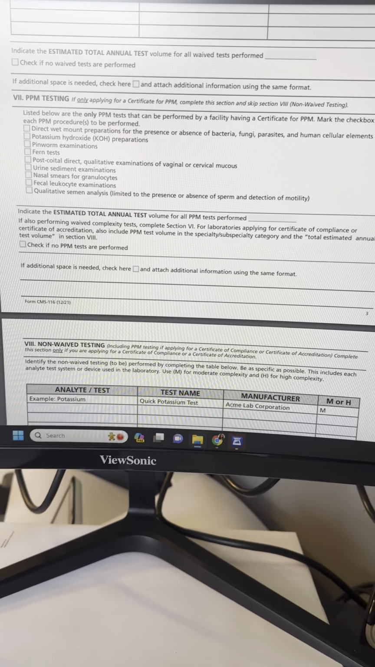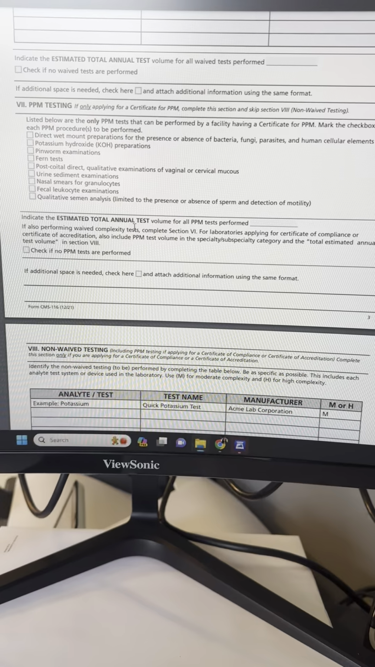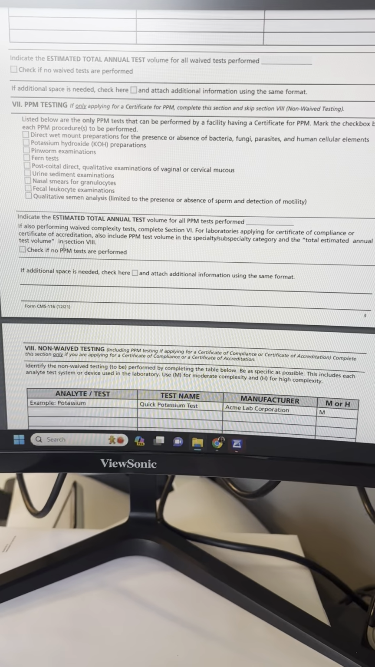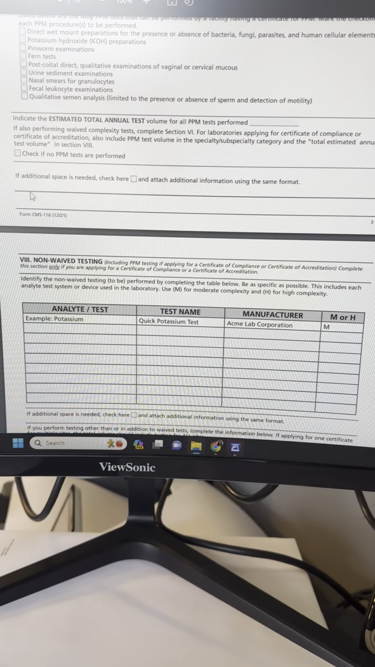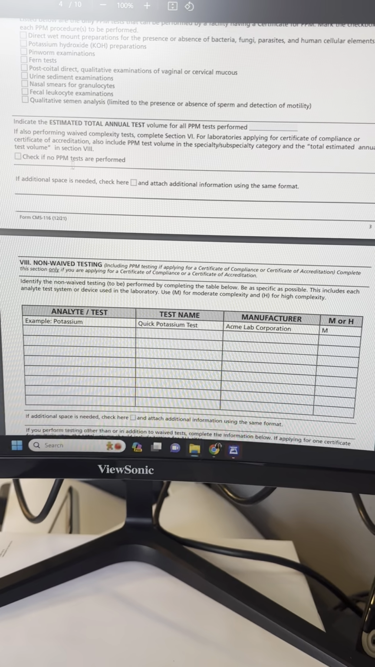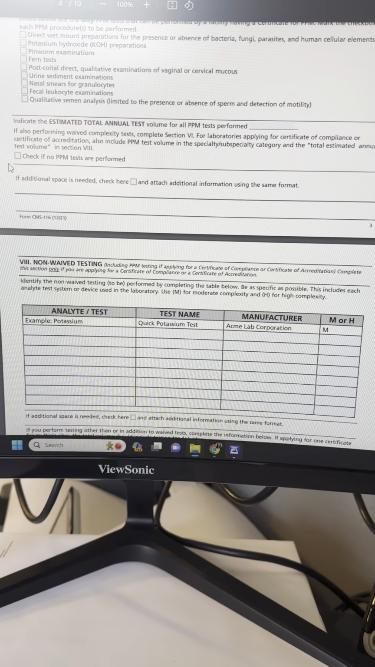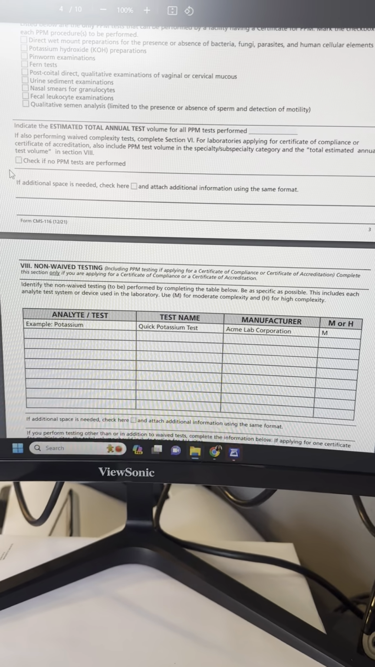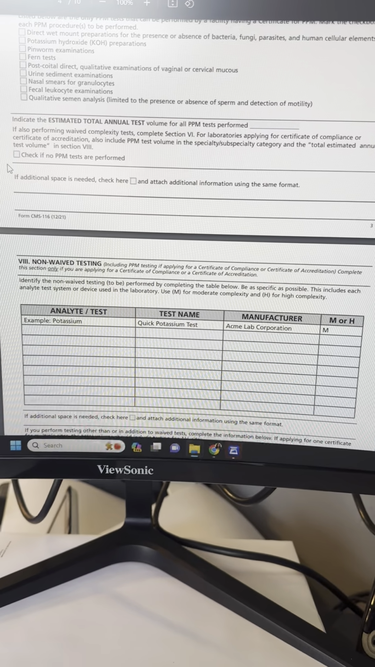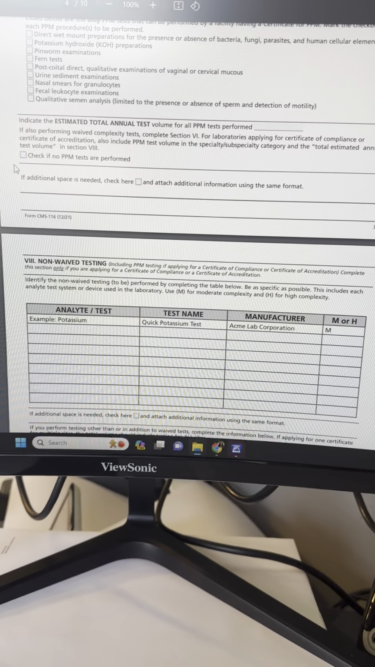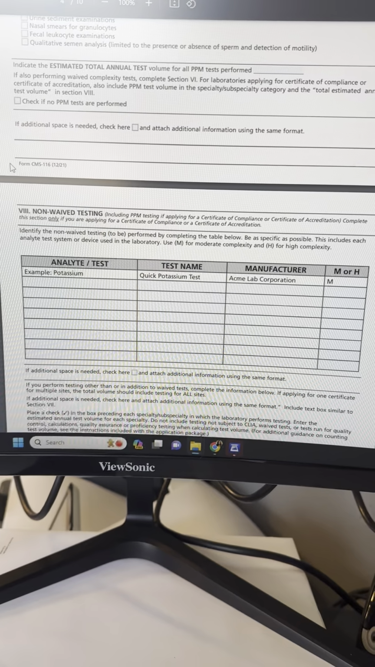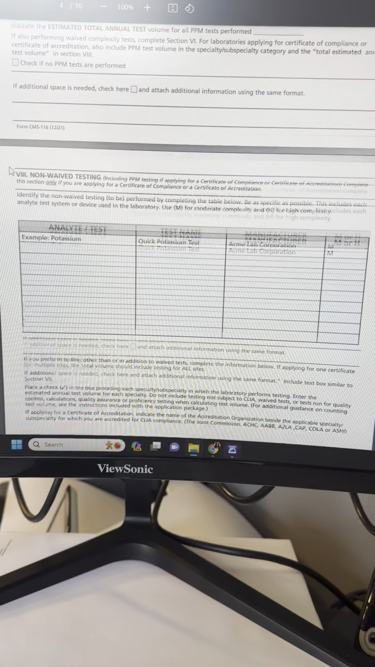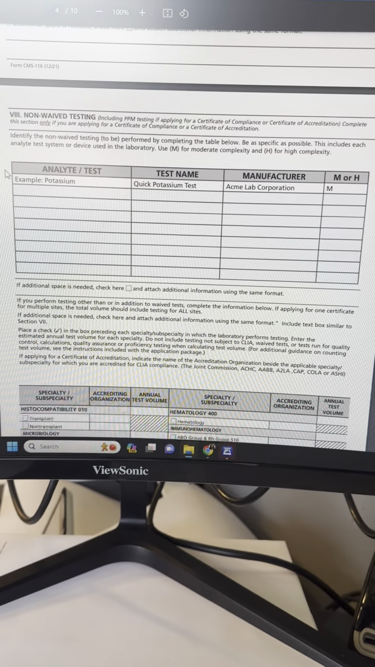And then underneath there, you have the estimated total annual tests. You have to write a number in there. This says check if no PPM tests are to be performed. That applies if you're having like a waiver. So check the box. Okay. If you need additional space, you see what to do.